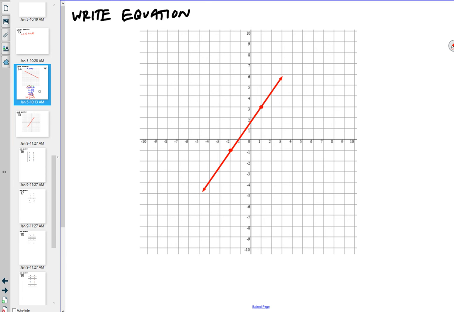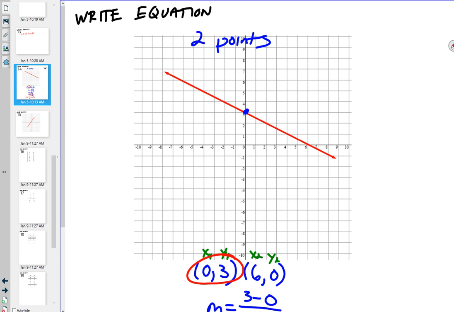Oh, and another question I forgot to ask you. Even before I did the slope formula, what could I already tell about this slope? Very good. That's exactly right.